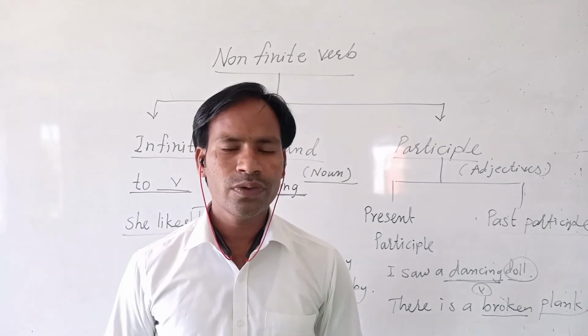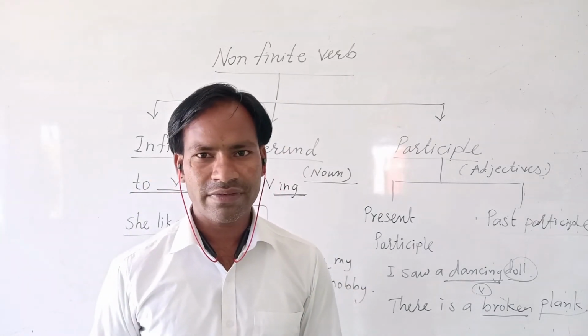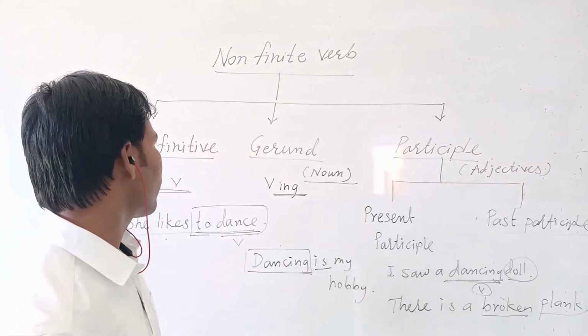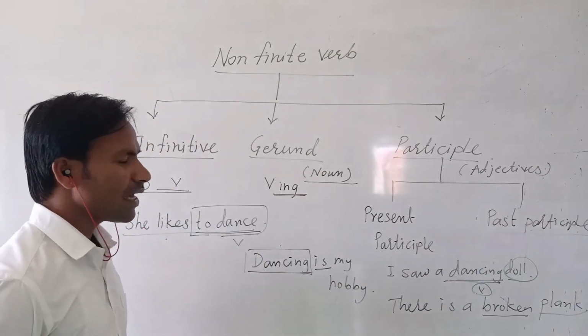So I hope you understood this finite verb, non-finite verb, and these three kinds of non-finite verb: gerund, infinitive, and participle.